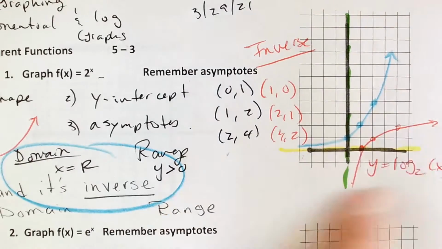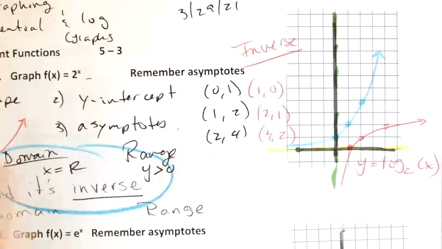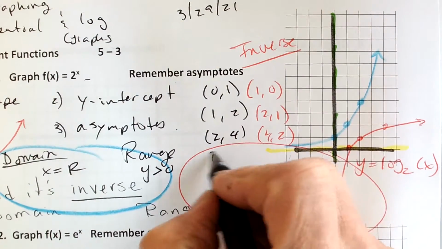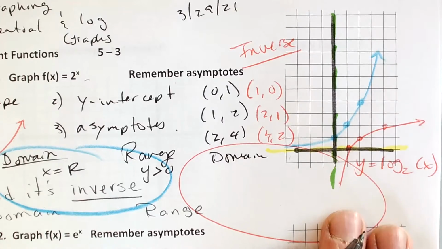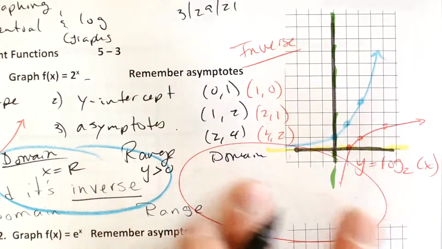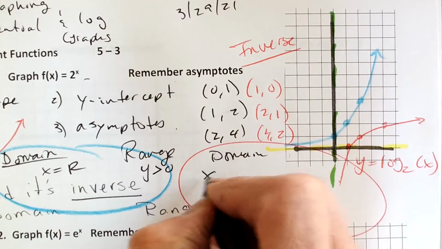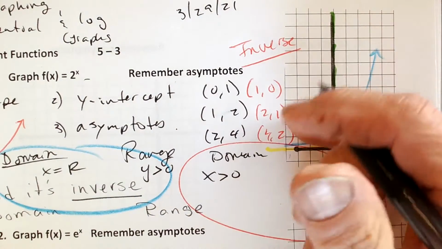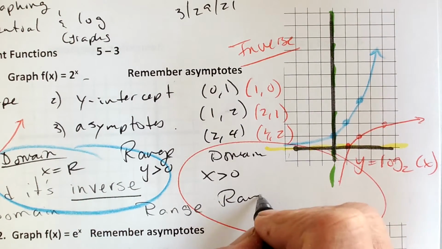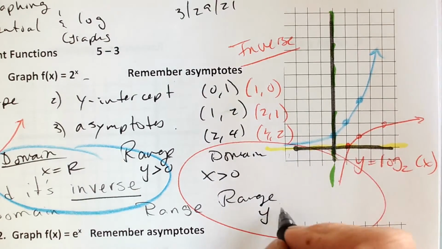But now we're going to find with the log graph, its inverse is just the opposite. So the domain of our log graph, our red graph, is: there's no graph over here at all. The red graph starts here and goes this way, so the domain is x is greater than 0. But the range goes forever down and forever up, so y is going to be equal to all real numbers.